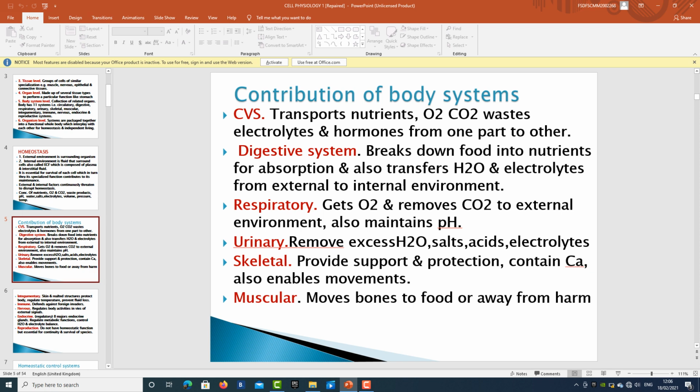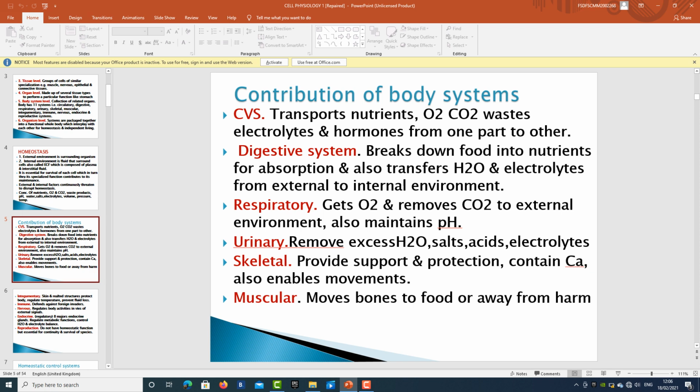But I know that all of you up till now know what is the exact function of the cardiovascular system. It is transporting the nutrients, oxygen, carbon dioxide, wastes, electrolytes, and hormones from one part to the other. Then there is the digestive system. It breaks down the food into nutrients for absorption and also transfers water and electrolytes from external to internal environment. The other system, the respiratory system, gets the oxygen and removes carbon dioxide to the external environment to maintain the normal pH of the human body.